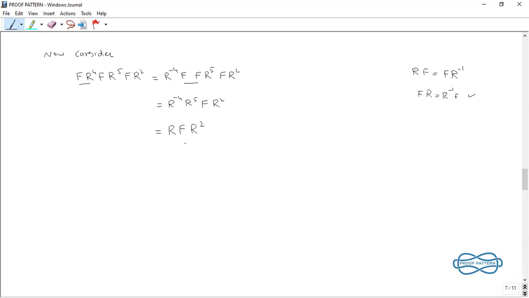And now we again use this result, that FR will be R inverse F, and that will be R^-2 F, and that is equal to R^-1 F, and that is what we want to show.